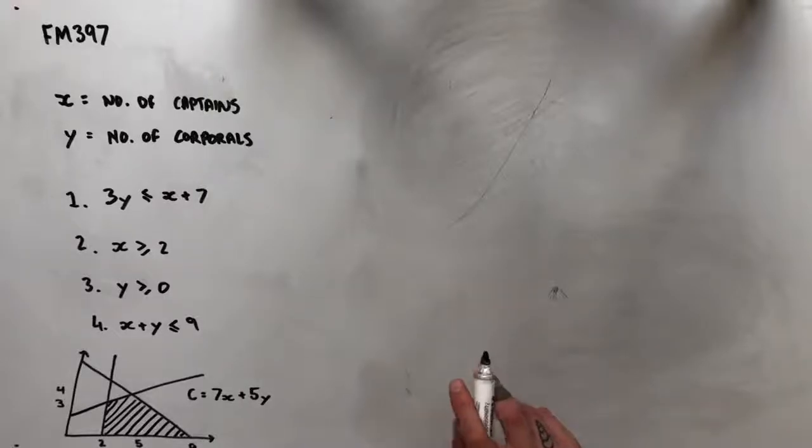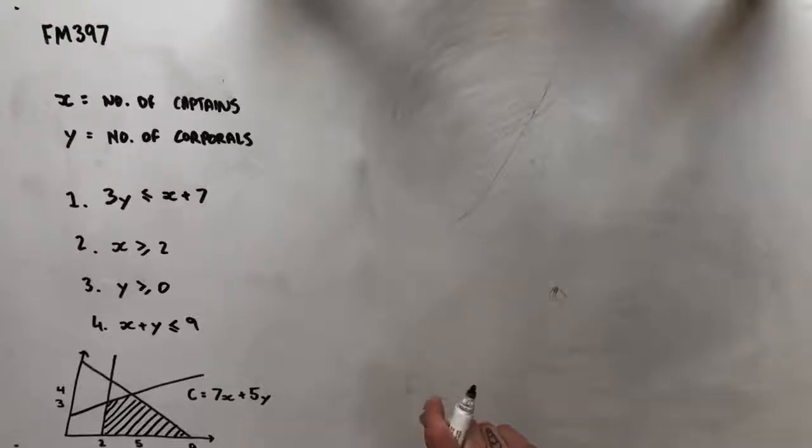All guards are paid to man the walls each shift. Captains receive 7 silver pieces per shift and corporals receive 5 silver pieces per shift. The total cost to the crown, C, per shift is given by this little equation here: C equals 7x plus 5y. Determine the maximum cost to the crown per shift.